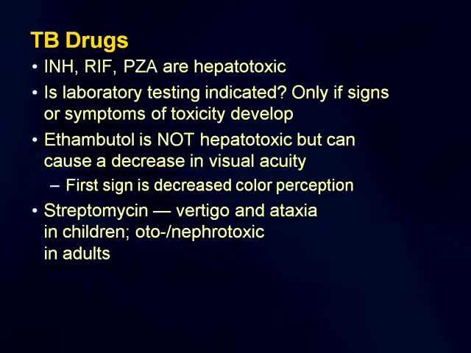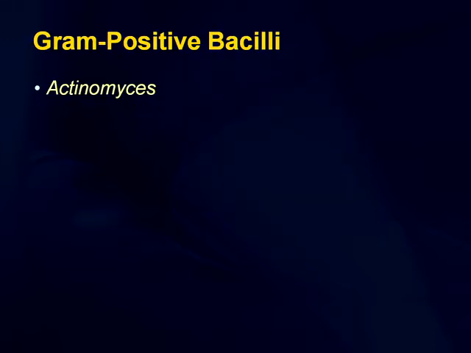Ethambutol is different in that it's not causing liver problems, but it can cause a decrease in visual acuity, particularly color perception. So they usually have to be followed to make sure that they're not losing color perception. And then streptomycin, vertigo, and ataxia are common in kids with this. So just be aware of that.